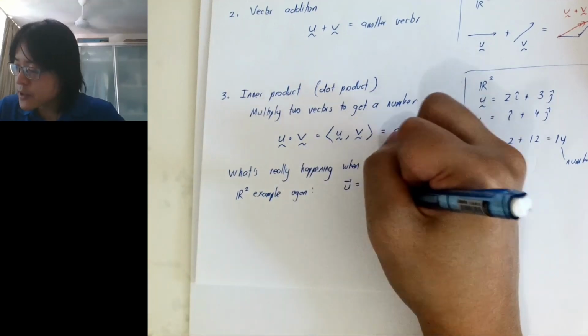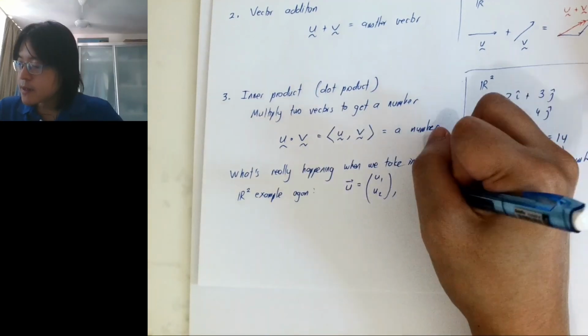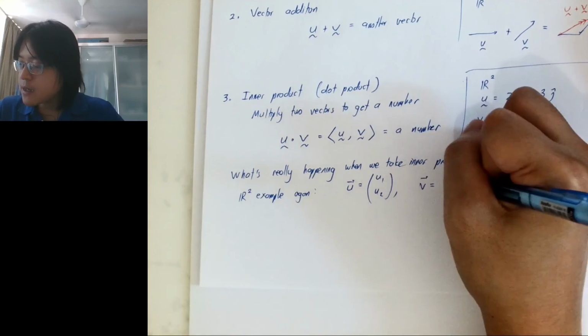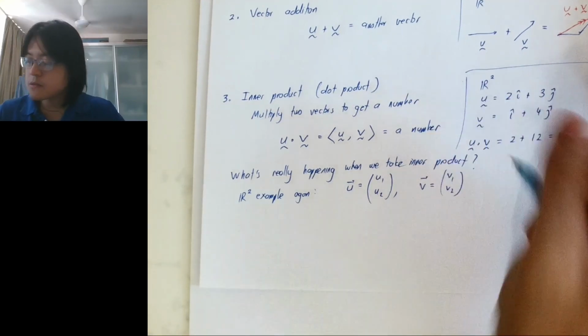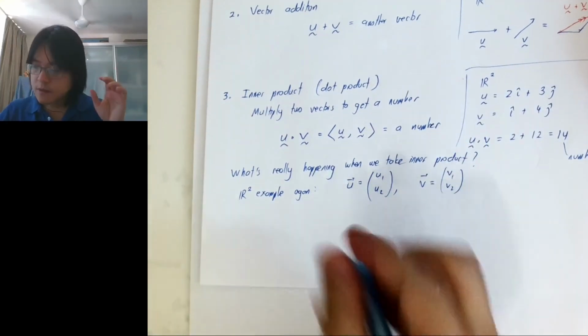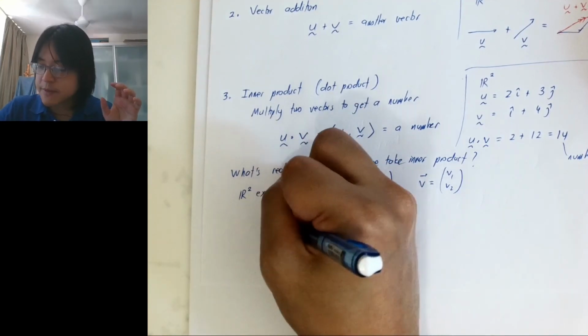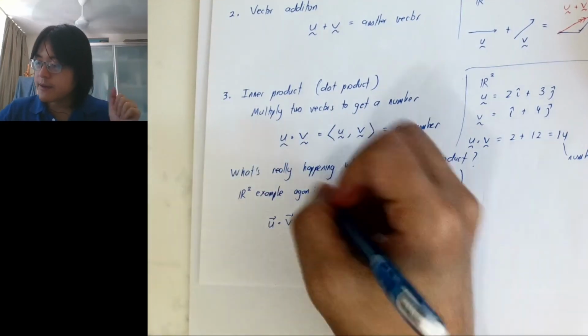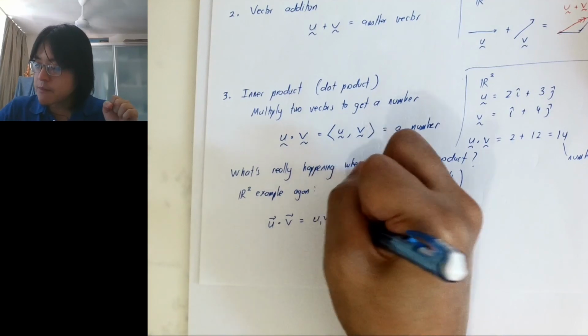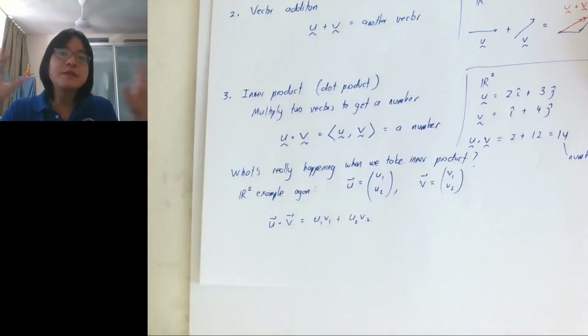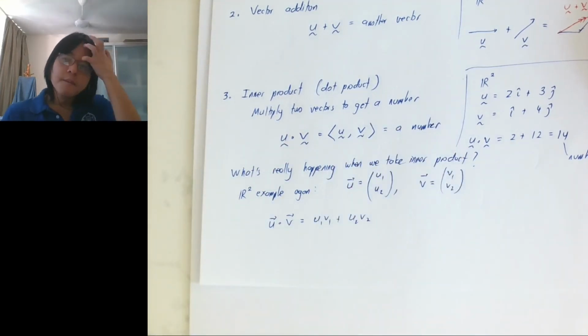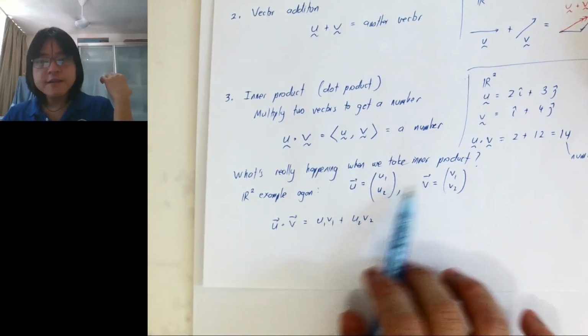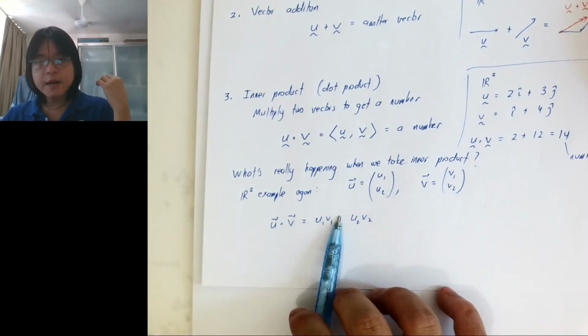So let's say I got u1, u2, right? And then I take v. This is v1, v2. Okay, so we know in R2, I'm just starting with something familiar. It is defined to be u1 v1 plus u2 v2. So everyone knows this, right? But if I start from here, what is actually happening to get this?